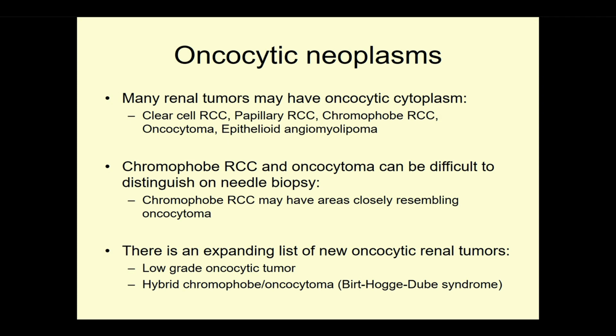closely resemble oncocytoma. And the other issue is there is an expanding list of new oncocytic renal tumors. Within the last few years, a low-grade oncocytic tumor has been described that doesn't fit either with chromophobe or oncocytoma. And then there are hybrid chromophobe and oncocytic tumors in the Birt-Hogg-Dubé syndrome.